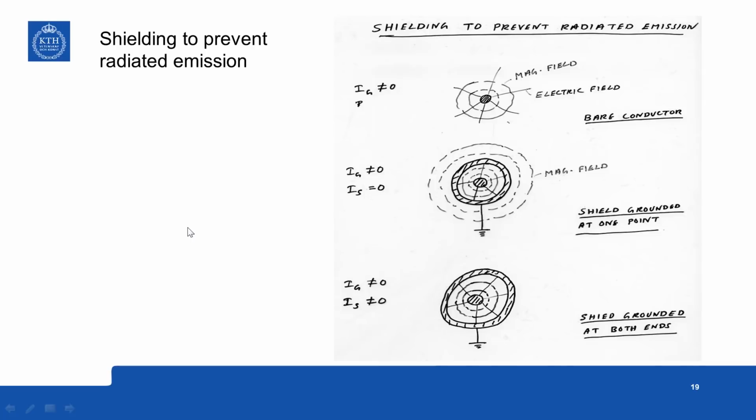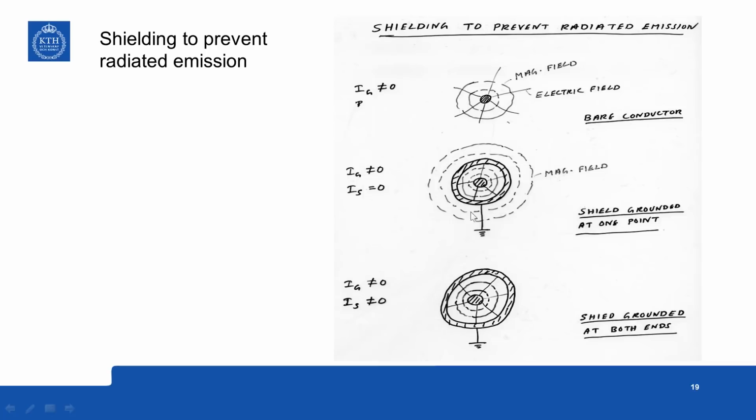Now, shielding can also be used to prevent radiated emission. So it is illustrated here. So far we have been seeing how shielding can prevent noise pickup from outside. Now here it is shown how it can be used to prevent emission. So in this case the cross section is shown. A bare conductor, no shield, then you have magnetic field and electric field freely transmitted to the space surroundings.